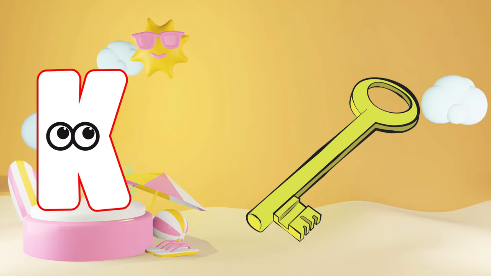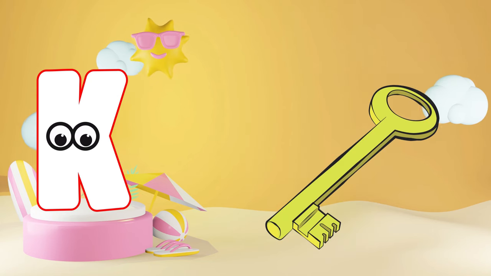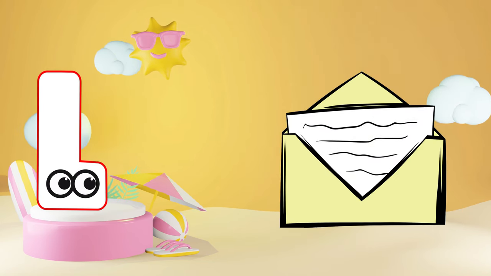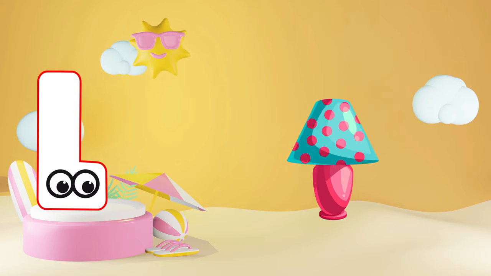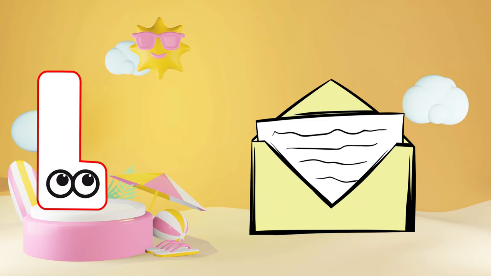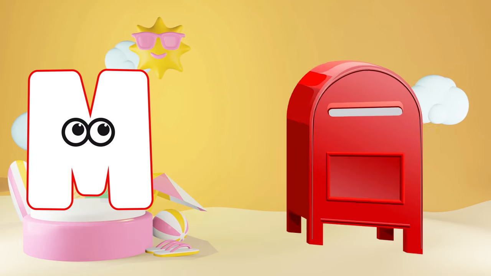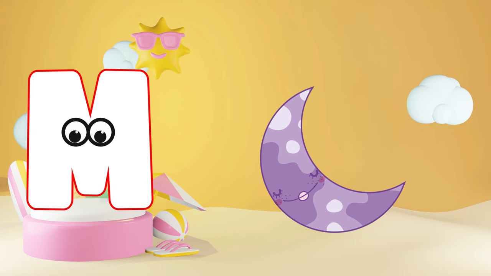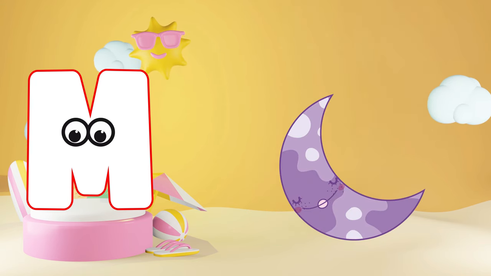Kettle. K is for key. Key. K is for kettle. K is for key. L is for ladder. Ladder. L is for lamp. Lamp. L is for ladder. L is for lamp. M is for mailbox. Mailbox. M is for moon. Moon. M is for mailbox. M is for moon.